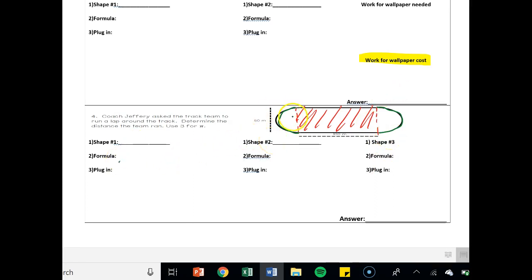Think about if this is 50 feet across in your diameter, so if your diameter is 50 feet, think about what your radius is going to be equal, because that's what you're going to need for either the circle formula or the semicircle formula if you choose to use that.